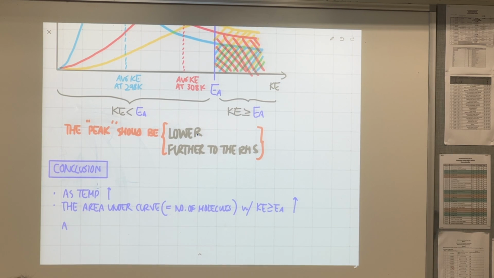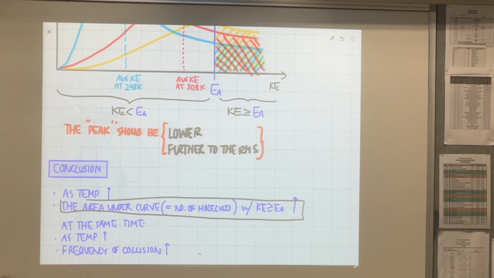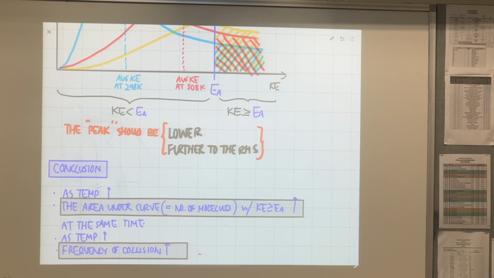Okay, so together, they will lead to an increase in rate. At the same time, as temperature increases, the frequency of collision increases. So these are two parallel factors. Okay, so frequency of collision increases. So it is because of these two points that the rate of reaction increases. Okay, so together they explain why the rate increases at higher temperature.